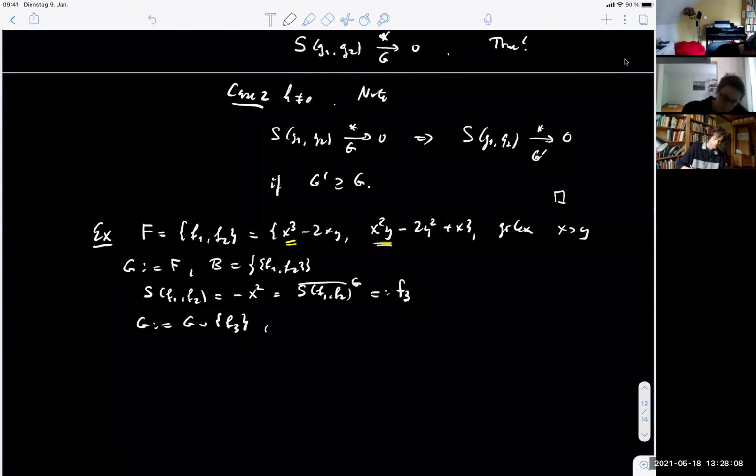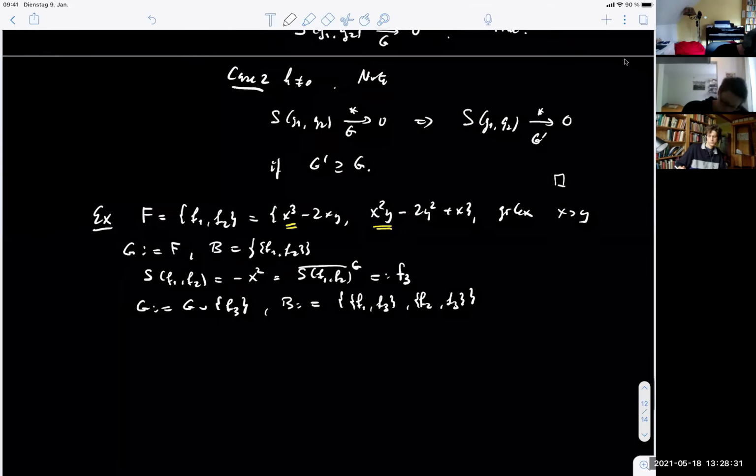Okay, and the new B is, I have now to consider the pairs f1, f3 and f2, f3. The pair f1, f2, I don't have to consider anymore because I did it already. So I have to consider these two pairs.